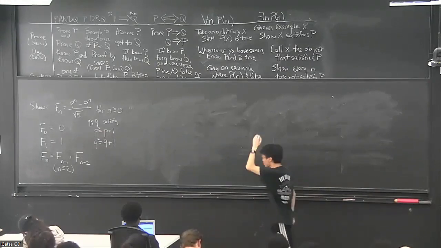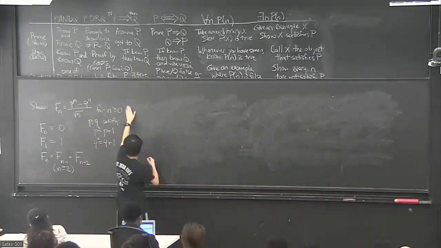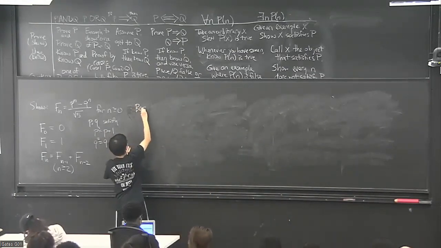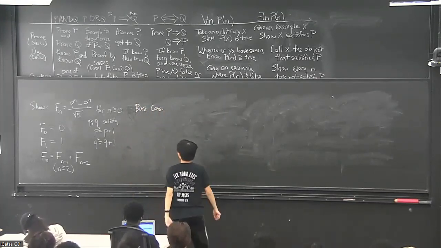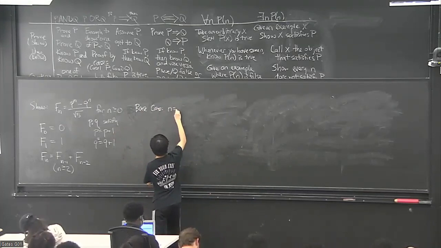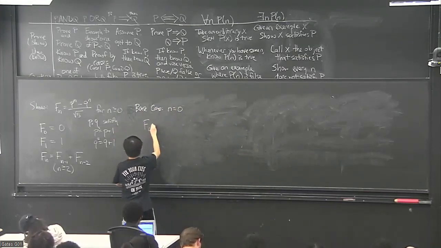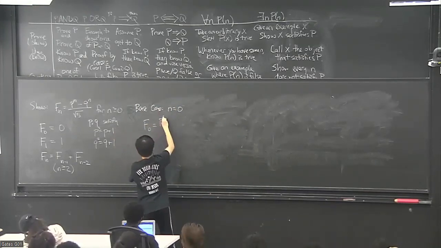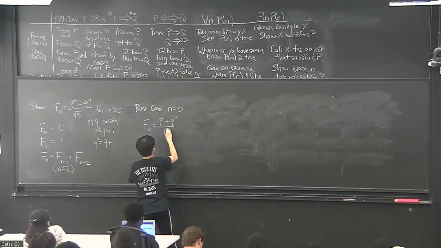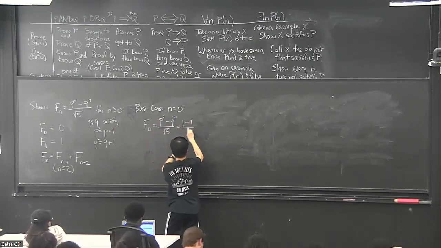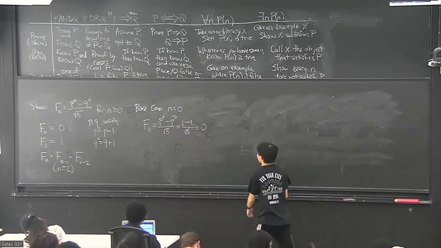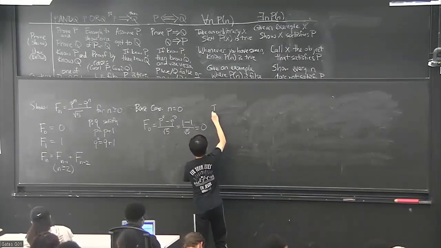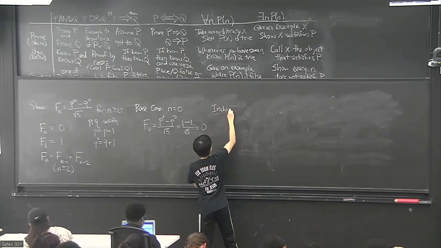Now, of course, I'm going to start with the base case. I need to show this for n greater than or equal to 0, so n equals 0. The base case is f of 0. What's the formula? P to the 0 minus Q to the 0 over square root of 5. This is 1 minus 1, which gives me 0. Right? So my inductive step.